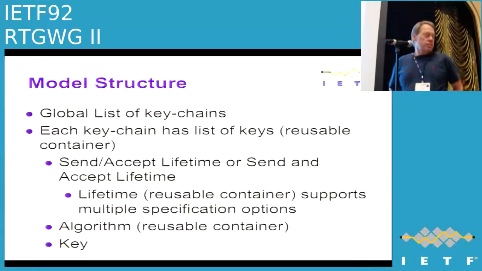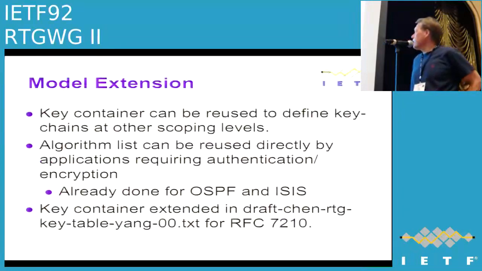I think I talked about a lot of this. The keychain, which I'm going to rename to keychain entry in the next revision, could be reused to define keychains at other scoping levels, for instance if you wanted to use the routing config model at the routing instance level. The algorithm list can be reused for the immediate specification, for the protocols' legacy usages, many of which specify a key and an algorithm directly.